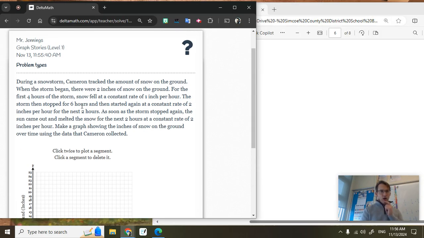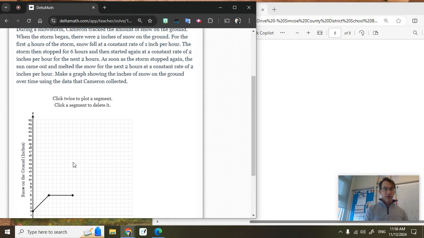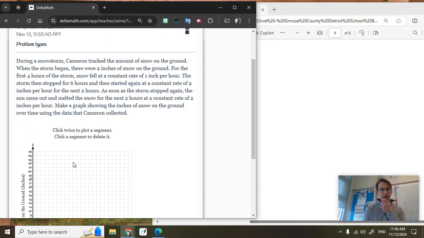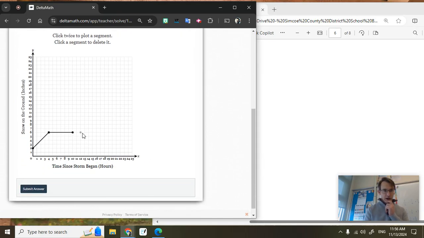And then, let's see what happens. The storm then stopped for 6 hours. Okay, so for 6 hours, it's going to go from 4 to 10. That's 6 hours, no more snowfall. I'm building my story here. And then it started again at a constant rate of 2 inches per hour for the next 2 hours. All right, so we got 2 hours, 2 inches per hour. So that would be there. Oh wait, there to there. Look, it's falling at a faster rate.